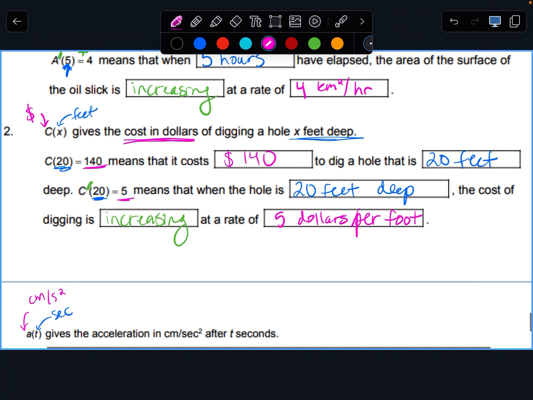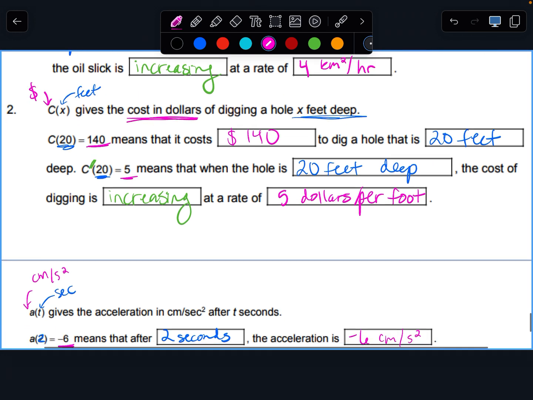All right, number 2. So, it means it costs $140. Don't put the dollar sign at the end, that's embarrassing. Put it at the beginning. You guys know that, right? To dig a hole that is 20 feet deep. This one was kind of weird because it started with the cost. So I don't know if that threw you or not. And then G prime of 20 means that when the hole is 20 feet deep, the cost of digging is increasing. So notice both of them are about the cost of digging. What makes the derivative sentence a derivative sentence is the words increasing at a rate of $5 per foot.